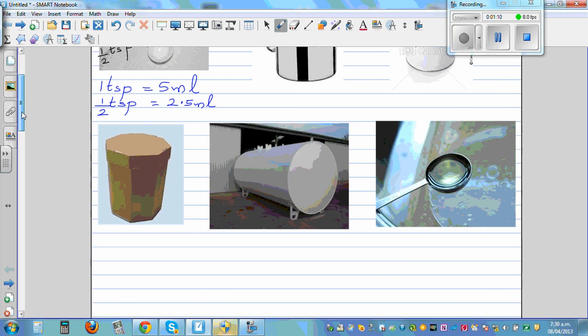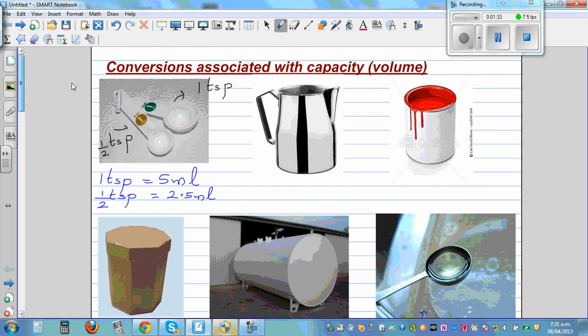So this is 1 tablespoon. I don't know the short form of tablespoon, maybe it is TS. 1 tablespoon is about 15 milliliters. Now this is a jug.